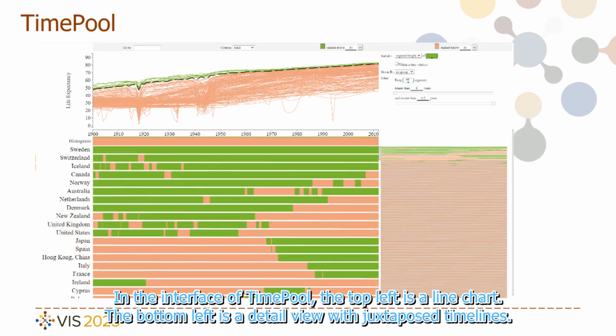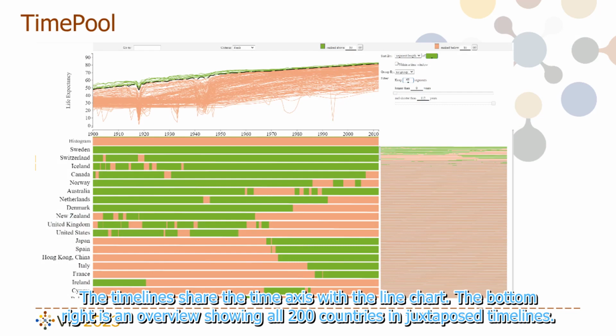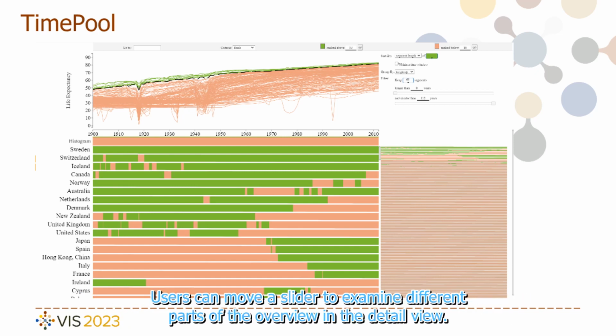In the interface of TimePool, the top left is a line chart. The bottom left is a detail view with juxtaposed timelines. The timelines share the time axis with the line chart. The bottom right is an overview showing all 200 countries in juxtaposed timelines. Users can move a slider to examine different parts of the overview in the detail view.